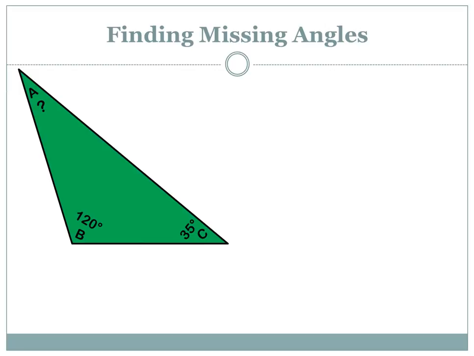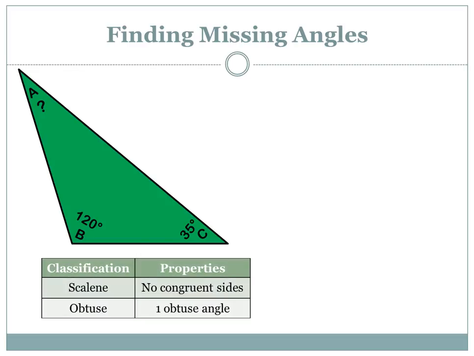In our final example, we are provided with the measures of angles B and C, and we need to find angle A. Since this is a scalene triangle, we know there are no congruent sides or angles. This means that the measure of each angle will be different. We know that the sum of the angles in triangle ABC will equal 180 degrees.